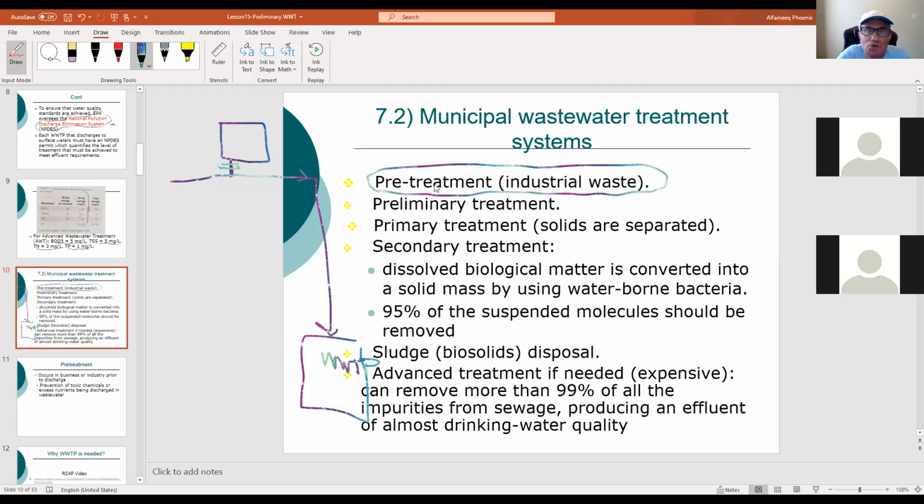So you finish with this. Now you go through the preliminary design, as I said, then primary, where you remove the solids, and the dissolved, which is the biological treatment. Then you have the other train, biosolid disposal, trash, and so on.